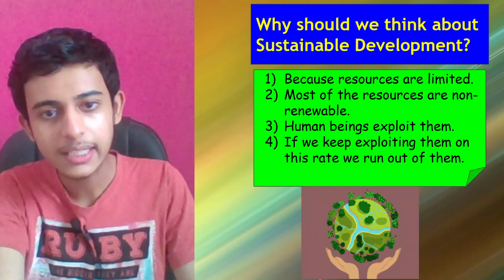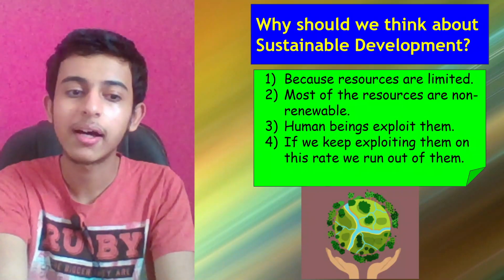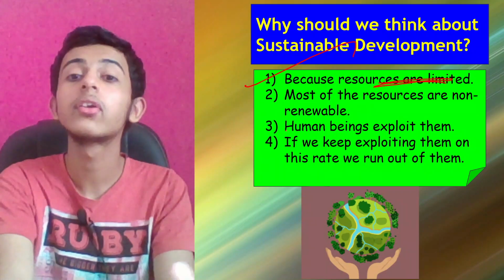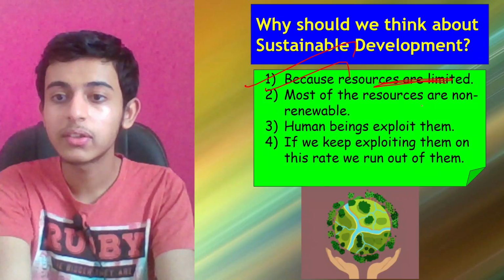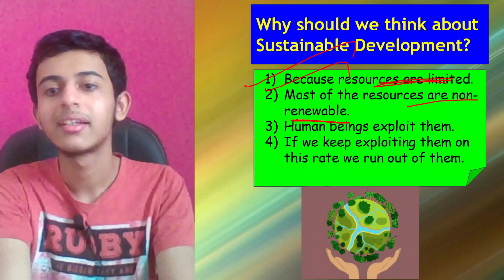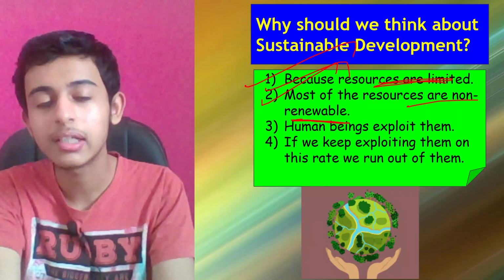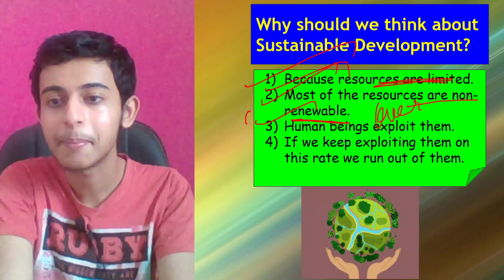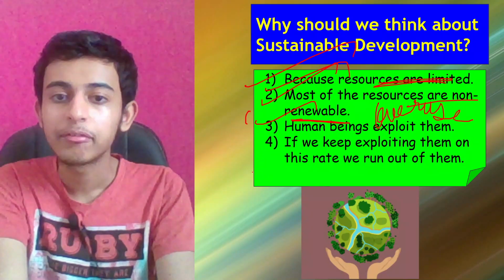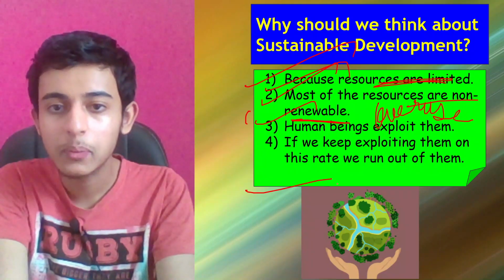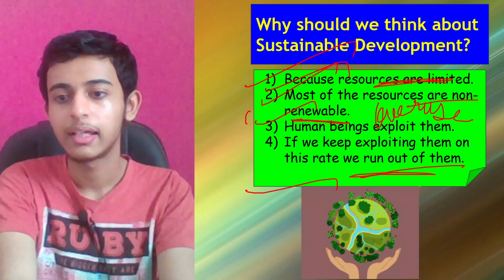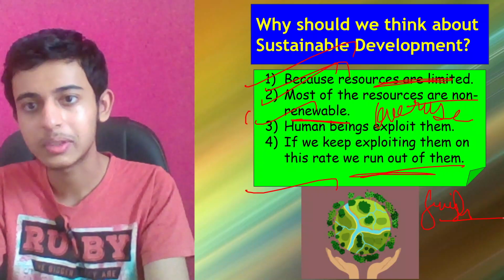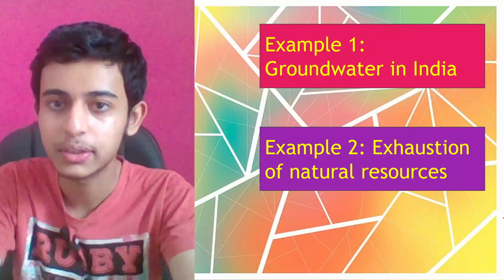And why to think of sustainable development? Because resources are limited. First thing, resources are very limited, especially the non-renewable ones. Second, most of the resources are non-renewable, right? They cannot be regenerated after reuse. Human beings exploit them. Human beings overuse them. And fourth point, if we keep exploiting them at this rate, we will run out of them because they are going to finish. And then what are the future generations going to use? We need to think about them also.